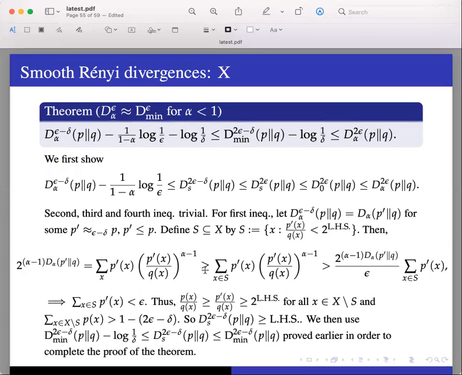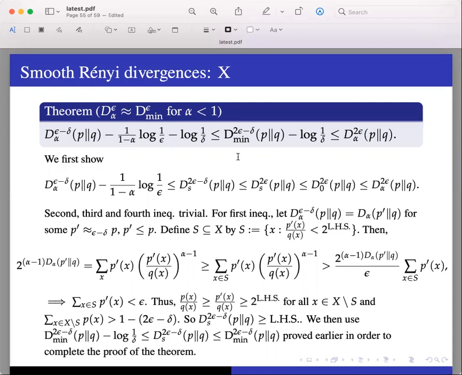Yeah. Next. Okay. So now the other side. I said for alpha less than 1, D epsilon alpha looks roughly like D0. Okay. So D0, D min, they're all the same. So the take home is D epsilon alpha is approximately D epsilon min for alpha less than 1. Formally, this is the statement. So let us see.